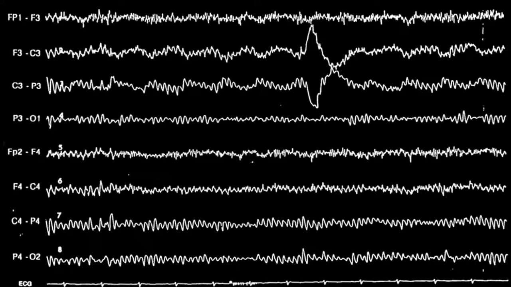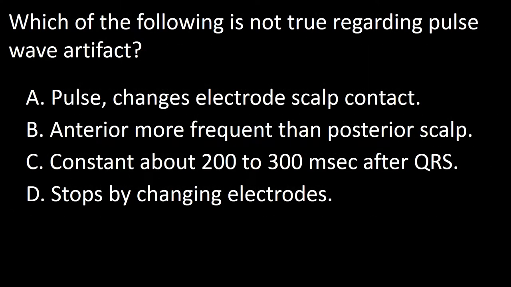Notice in this frame the normal brain activity overriding the pulse artifact, and that an electrode artifact represented by the white out phase derivation at C3 is present, thus indicating that the electrode is loosely applied and therefore more vulnerable to pulse artifact. So the answer to this question is D.